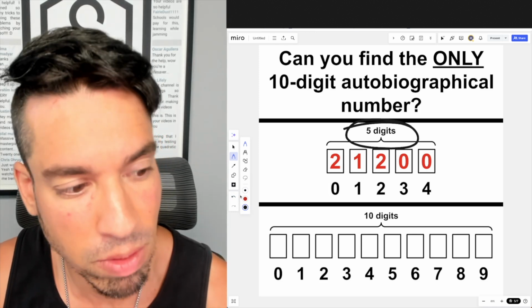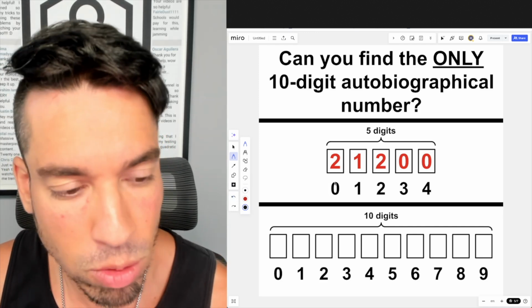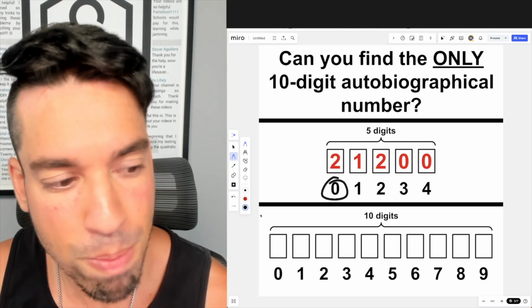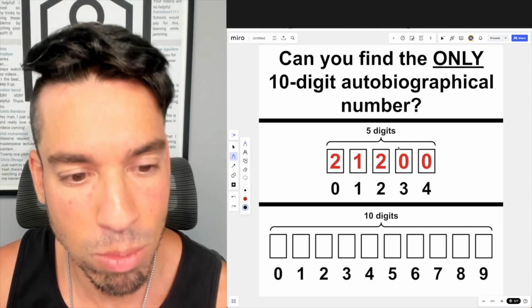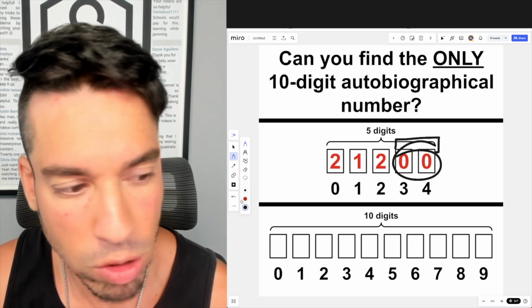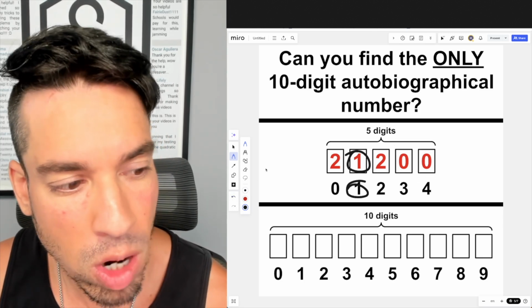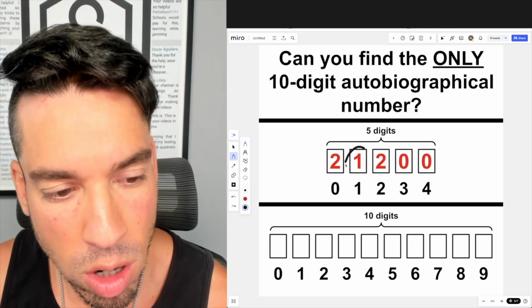So I gave one example of a 5-digit autobiographical number. For example, in the 0 position, we've got a 2. That means that in this number, we should see 2 zeros, which we do. In the 1 spot, we have a 1. That means we should see only 1 one, which we do.